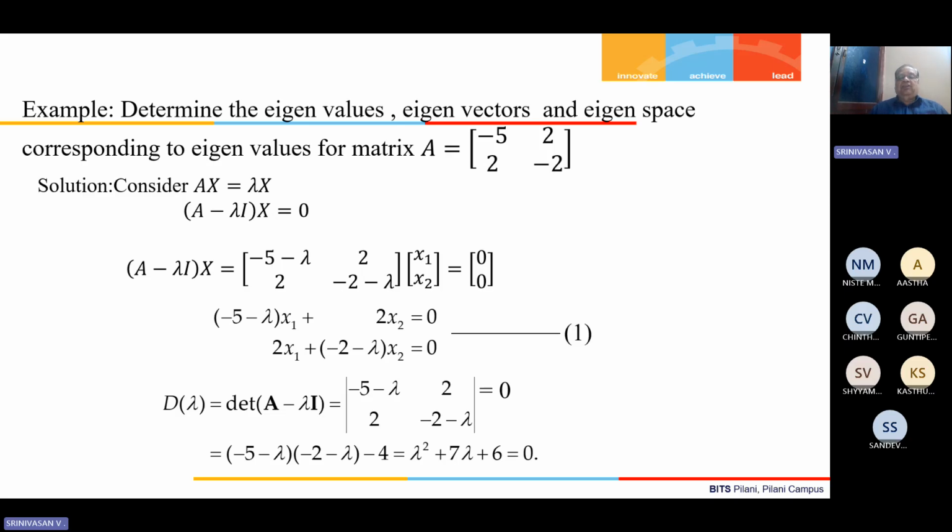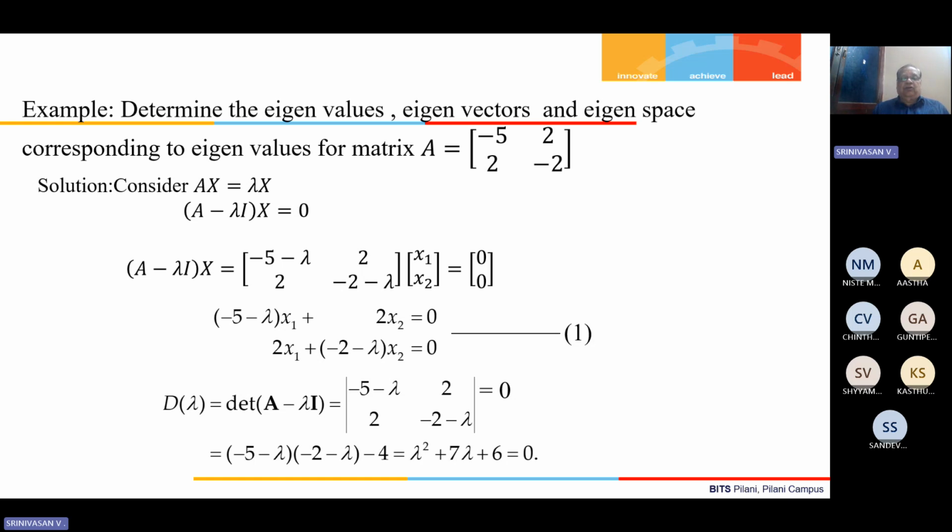So let us expand: (-5 minus lambda) into x1 plus 2 x2. It is matrix multiplication equal to 0. When two matrices are equal, corresponding entries are equal. So when this 2 by 2 and this 2 by 1 are multiplied, you get a 2 by 1. That is, you get one element, then another element. You get a 2 by 1 matrix on the left hand side and a 2 by 1 matrix on the right hand side, which is 0, 0. In other words, the first simplification is equal to 0 and the second simplification equal to 0, so that they become a system of two linear equations in two unknowns, x1 and x2.